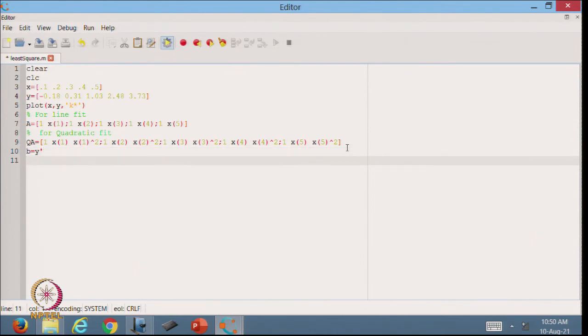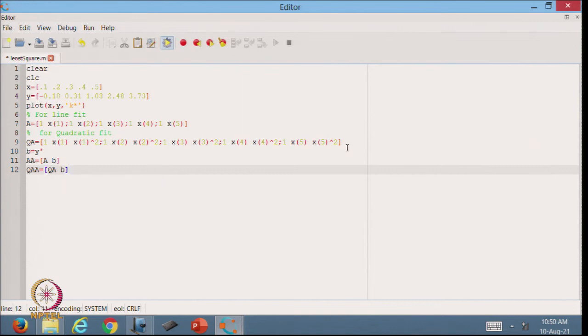Now, after this one I just want to check whether this line fit or the quadratic fit are passing through all those points. So, for that one I write a matrix AA. So, just write first A and then B. So, this is my augmented matrix I am writing here, and similarly I am writing the augmented matrix QAA for quadratic. So, that is I am writing here QA and then B, because everything is same except the matrix on the left hand side.